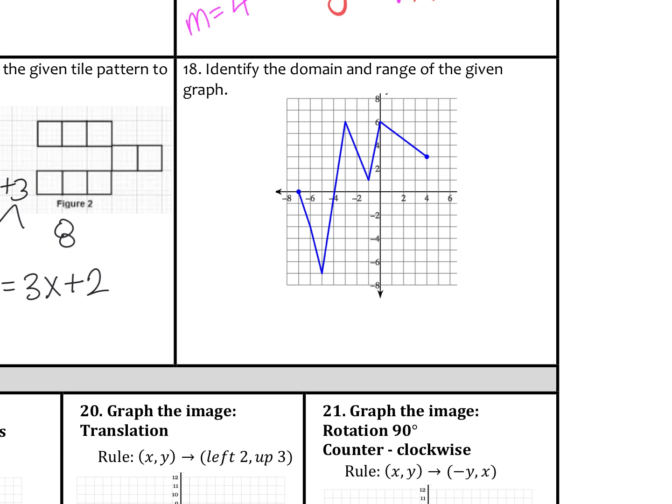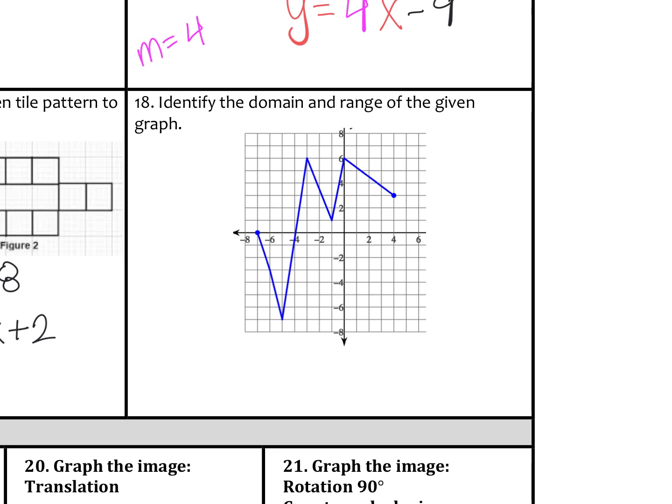On 18, we're identifying the domain and range of the given graph. Remember, domain are your x's, range is your y's. So x is the horizontal, y is the up and down. So this is the one that we make a box, right? So my far left is negative 7. My far right is 4. So I go negative 7 to 4 would be my domain.